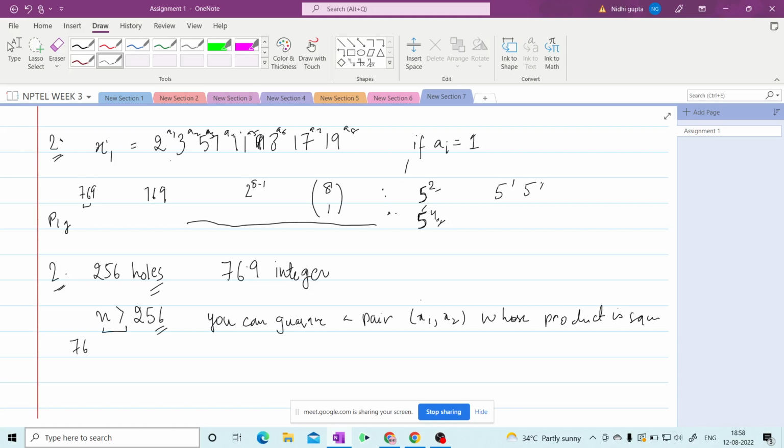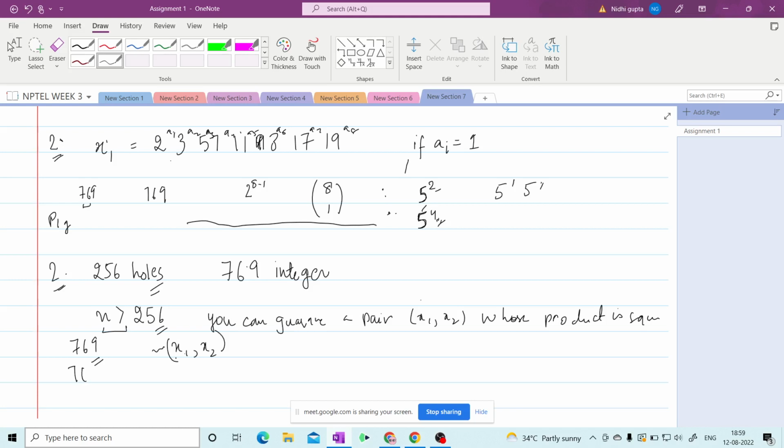Suppose we have 769 integers. Since it is greater than 256, we can always find two integers which go to the same hole. So x1 x2 will be a square. Fine, so we take this pair.